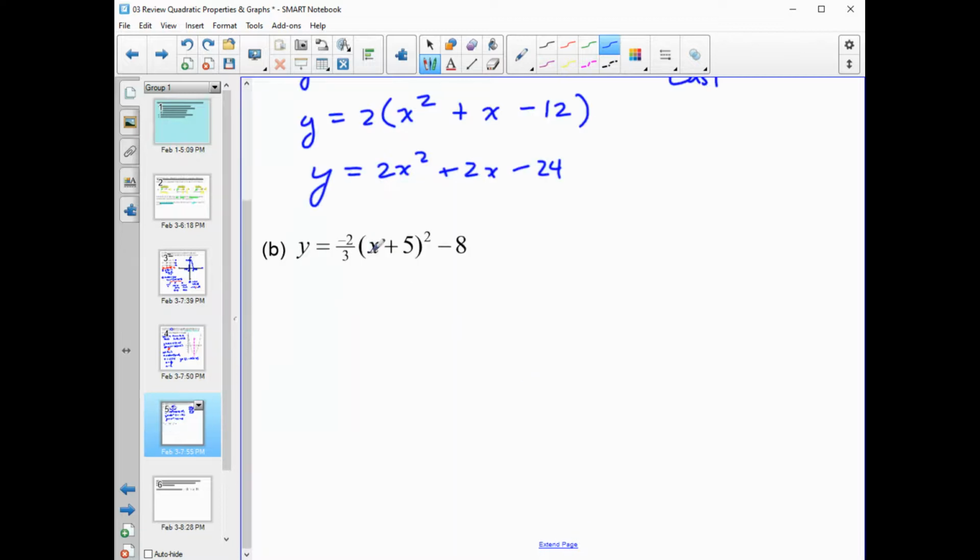Part B, same idea. It just looks a little different. It's got a fraction in it, which sometimes people aren't always comfortable with. So expanding and simplifying, I'm going to focus on this perfect square portion first. Negative 2/3.